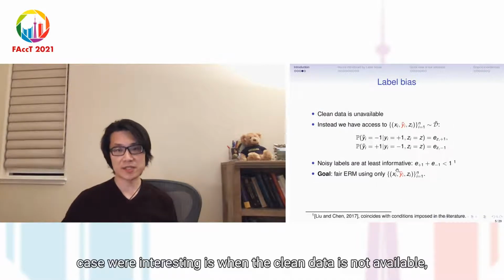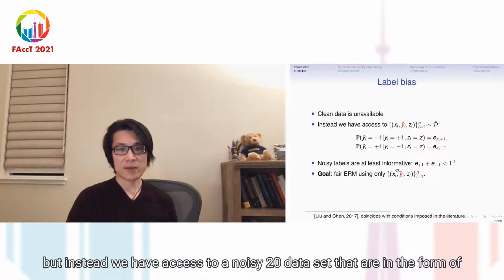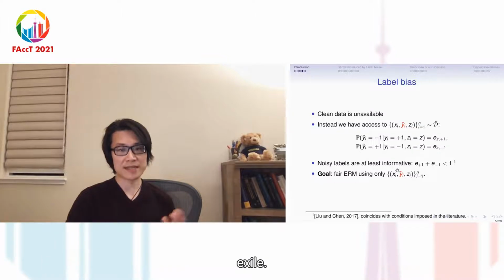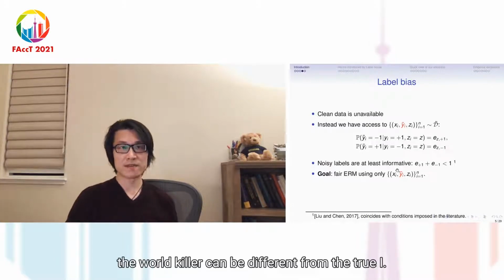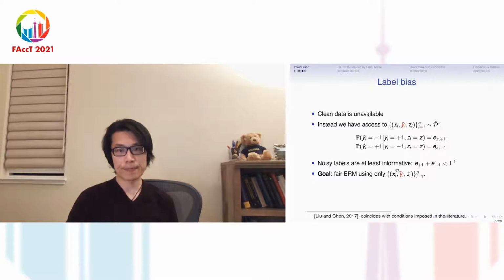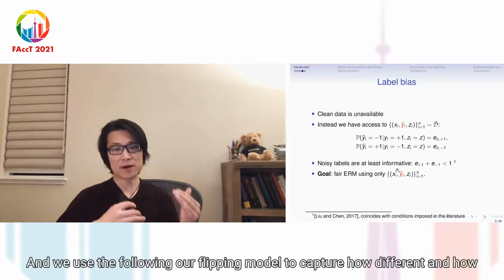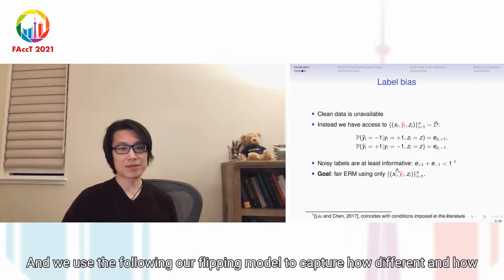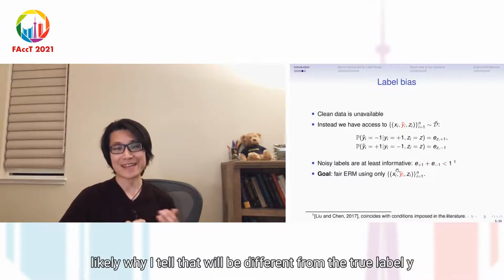The case we're interested in is when the clean data is not available, but instead we have access to a noisy training data set in the form of xi, y tilde, and zi. We call y tilde the noisy labels, and y tilde can be different from the true y. We use the following error flipping model to capture how likely y tilde is to be different from the true label y.